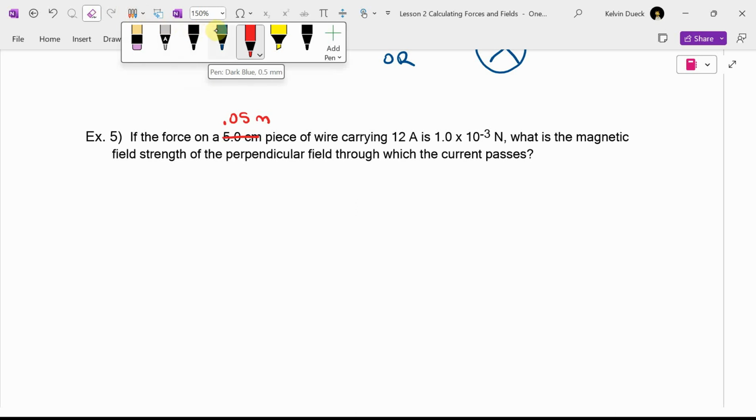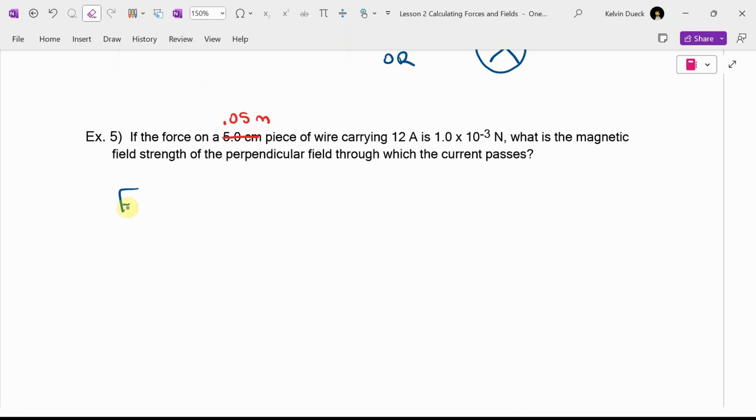So they've given me the magnetic force on a wire, and I know that that's going to be BIL. What is example 5 asking me to find? Which of these variables is our abbreviation for magnetic field strength? I'll give you a hint. It's the second letter of the alphabet.